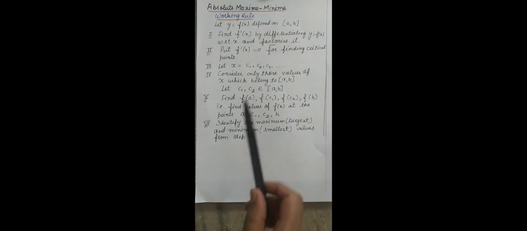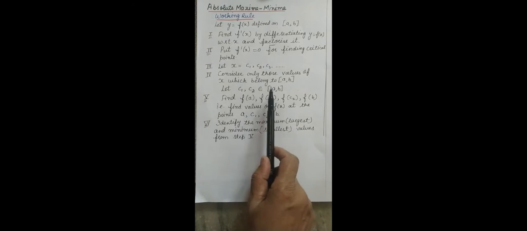Now, which values to put? These two values which belong to this interval, and also the end points of this closed interval, I will also consider for substituting in the function. So that means I have got four values now: one is a, then c1, c2, then b. That means absolute maxima or minima can occur at endpoints of the interval also. So I will put these four values in the function. Remember, I have to put the values in the function.